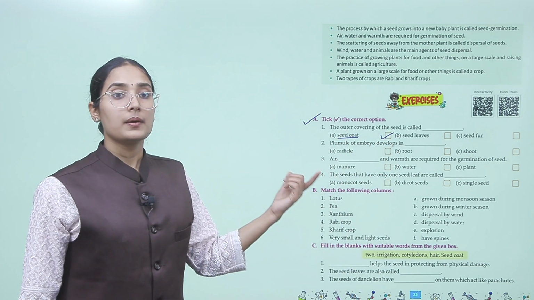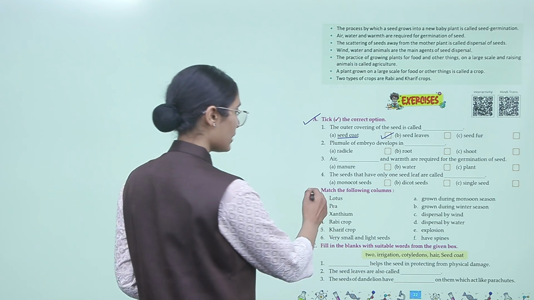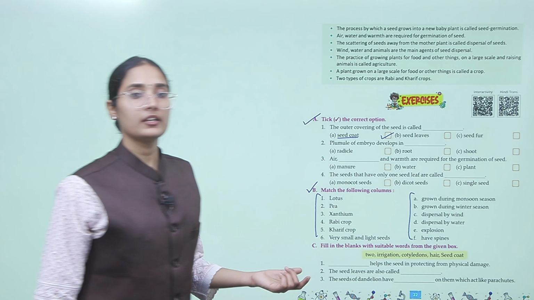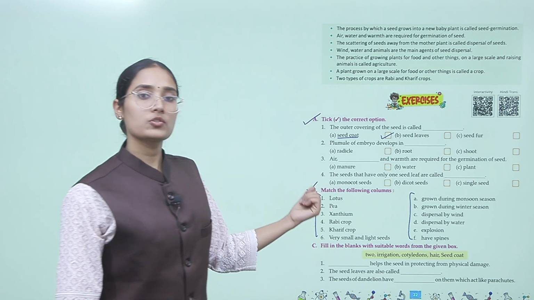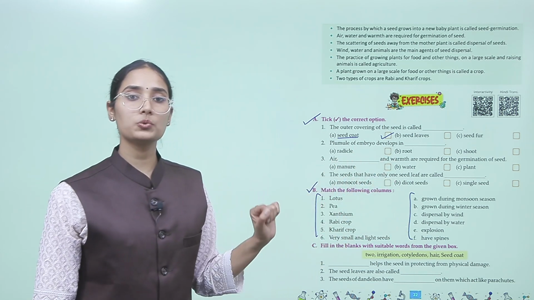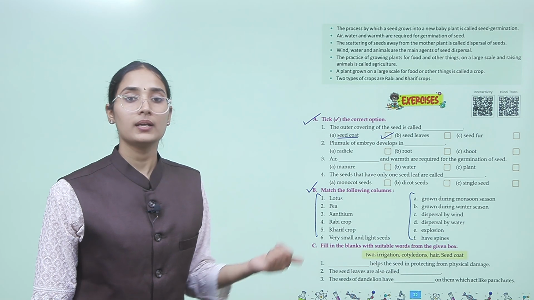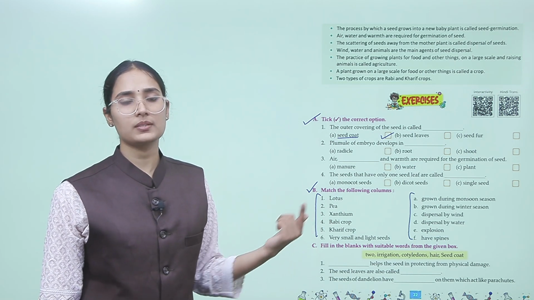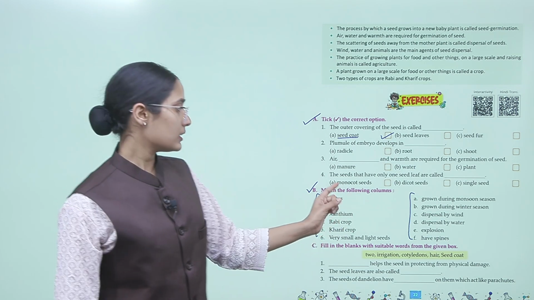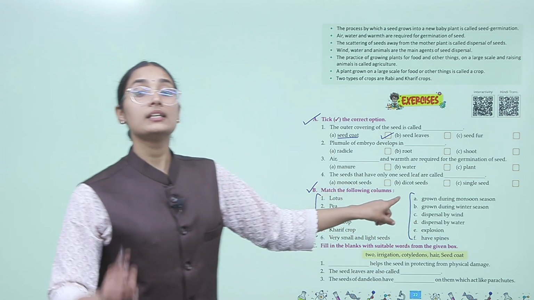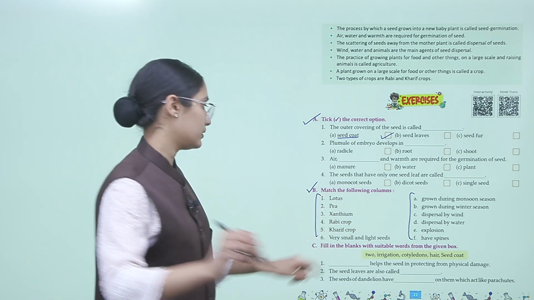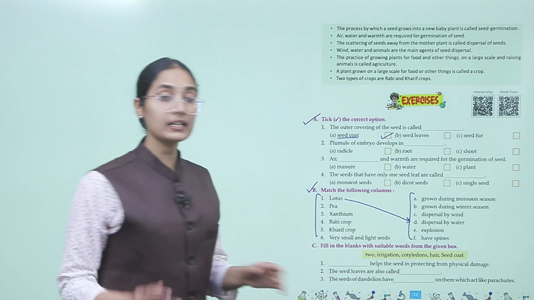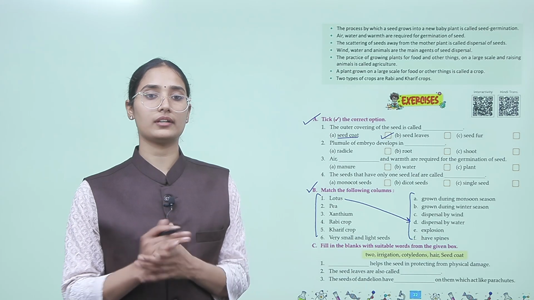Next is match the following column. So, we have to match this column with this column. Let's say lotus. So, grown during monsoon season, grown during winter season, dispersal by wind, dispersal by water, explosion, have spines. So, lotus is most related to what? Dispersal by water, right. This is what we studied about lotus seed, that it gets dispersed by the water currents.